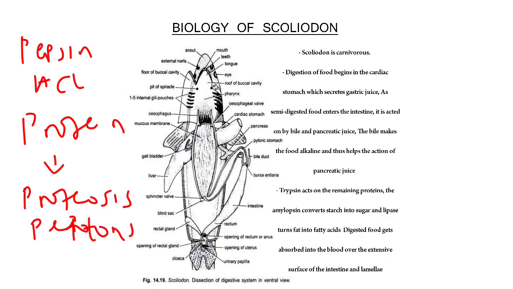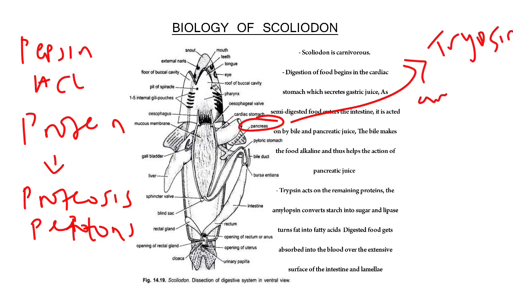Now they also have a pancreas, which I just marked. What is the function of the pancreas? The pancreas secretes the trypsin. It also secretes amylopsin and lipase. And this digestion that starts in the cardiac stomach proceeds.